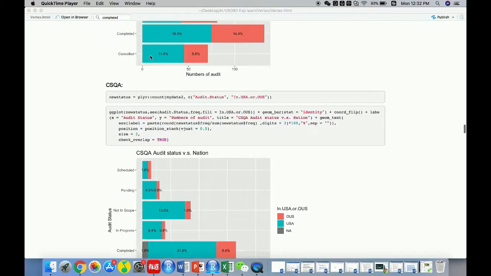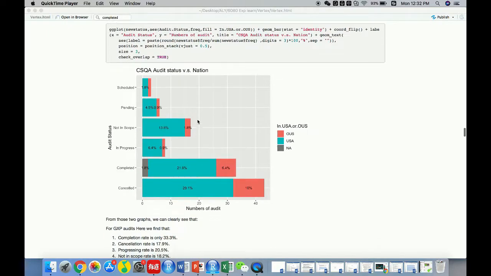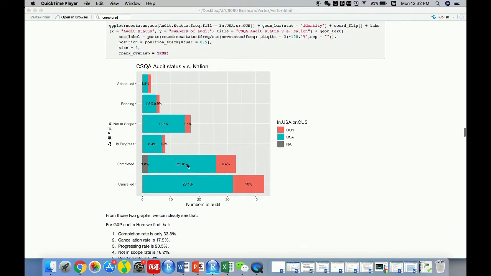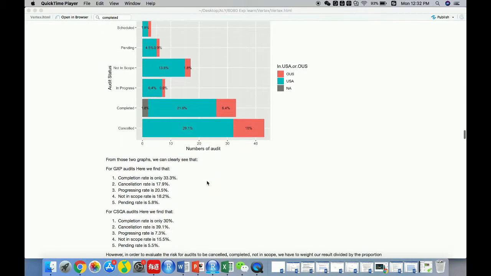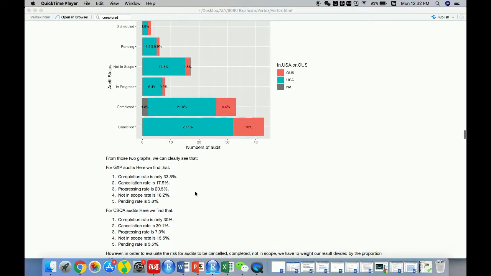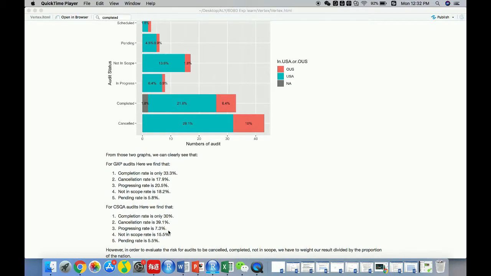For CSQA audits, as we can see, most of them are completed or cancelled. The cancelled audits are even more than completed audits. What we can get from that is that the completion rate is about 30%, the cancellation rate is about 40%, the progression rate is about 7%, the not in scope rate is 15%, and the pending rate is 5.5%.